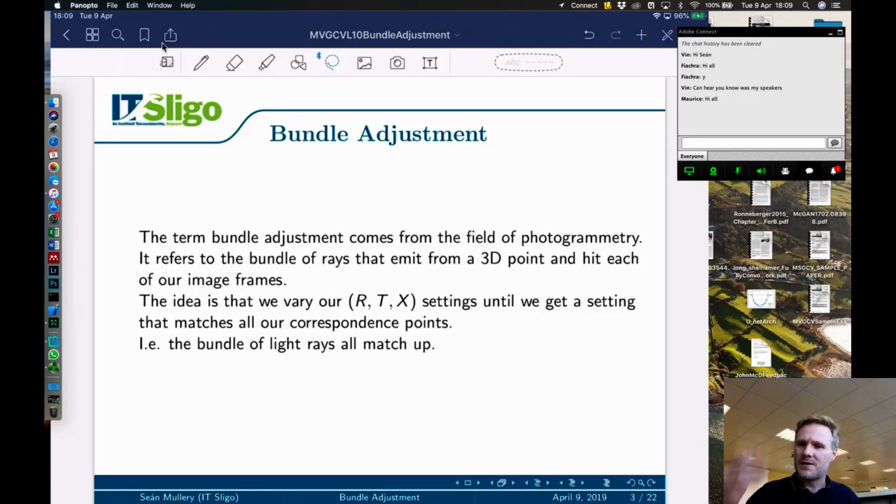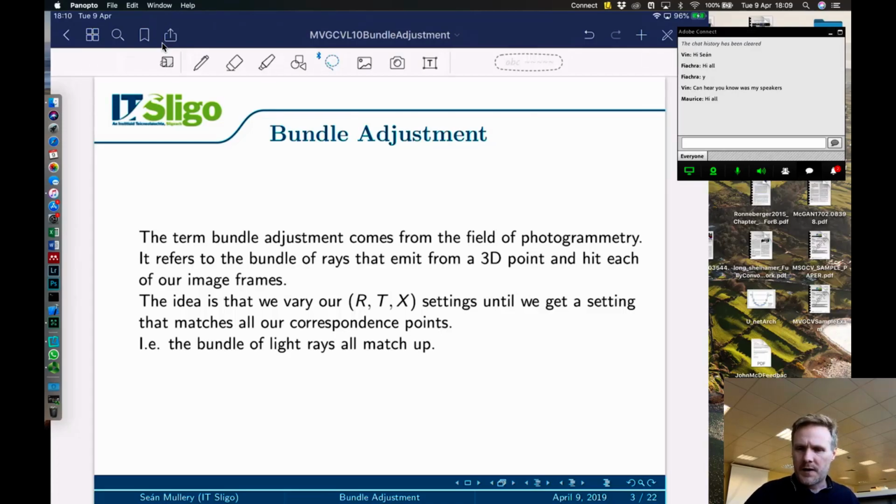So if we went looking for a line, for example, they would only have a consistent pre-image if all 3 of them lined up. But this is different here. We're taking often many more times a much higher number of these rays, and we're trying to get them all to match as closely as we can in all the different views all together. That's quite a different scenario. So that's what we mean by the bundle, and the idea is that we're going to vary our rotation, our translation, and our 3D points settings until we get a setting that matches all of our correspondence points.